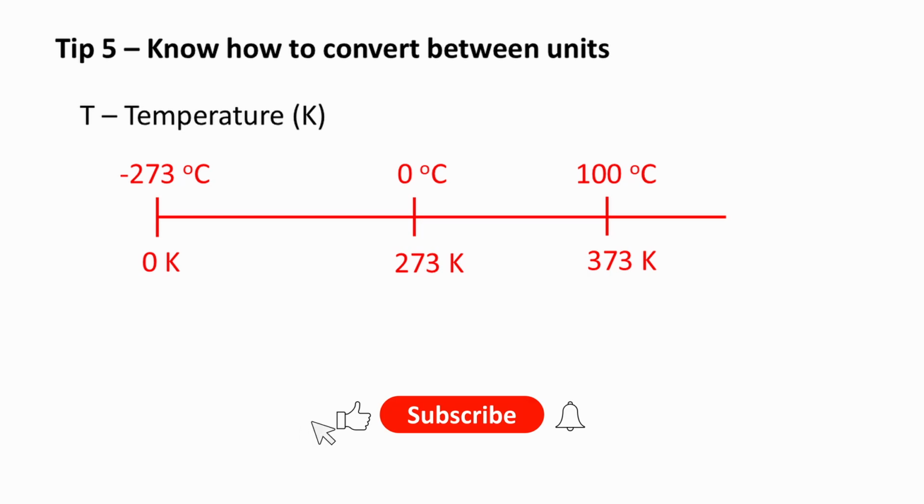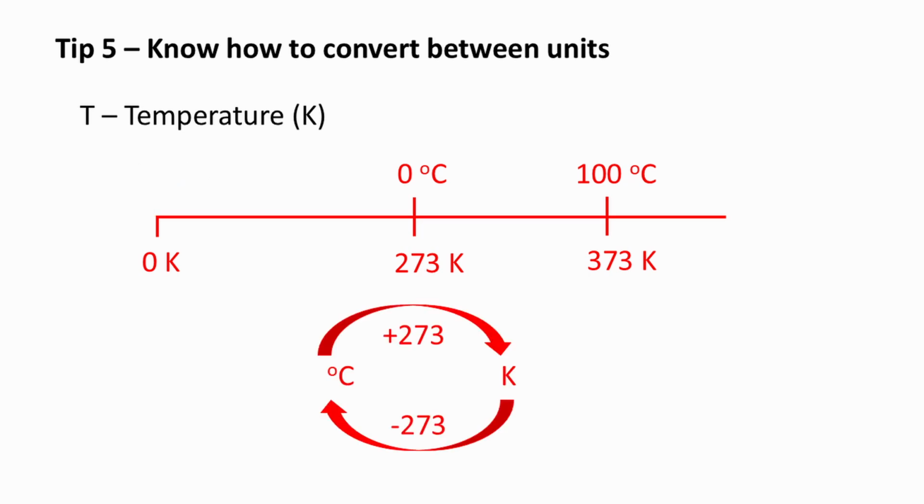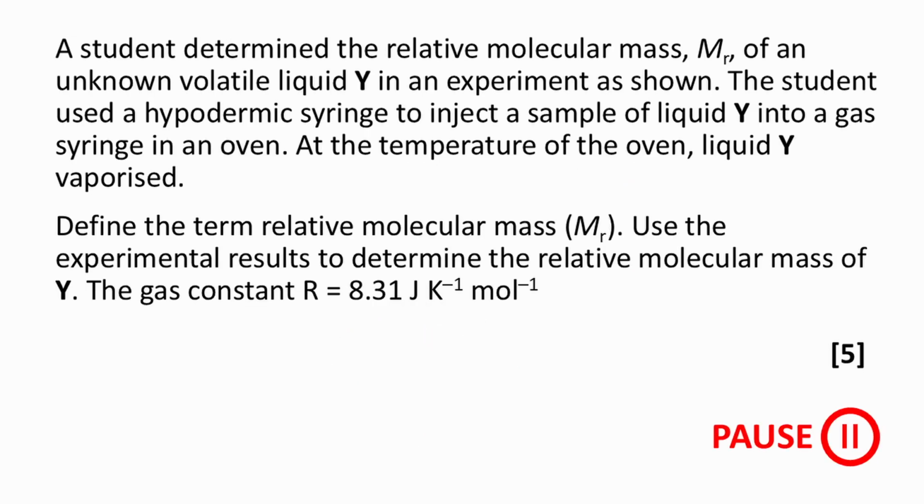A temperature of 273 Kelvin is the same as 0 degrees Celsius. A temperature of 373 Kelvin is the same as 100 degrees Celsius. To convert degrees Celsius to Kelvin, add 273. To convert Kelvin to degrees Celsius, subtract 273. Let's go through an exam question now.